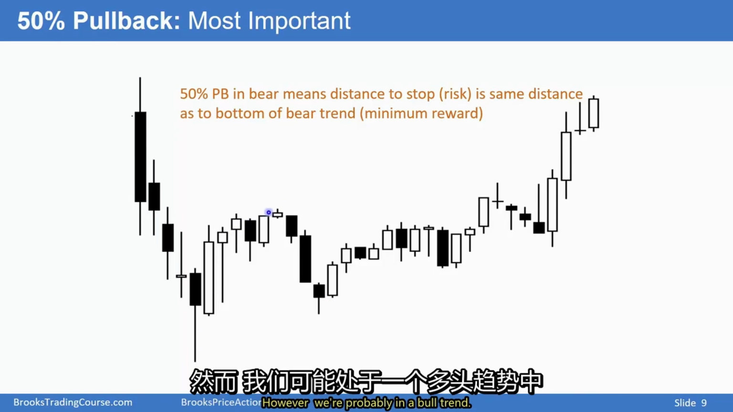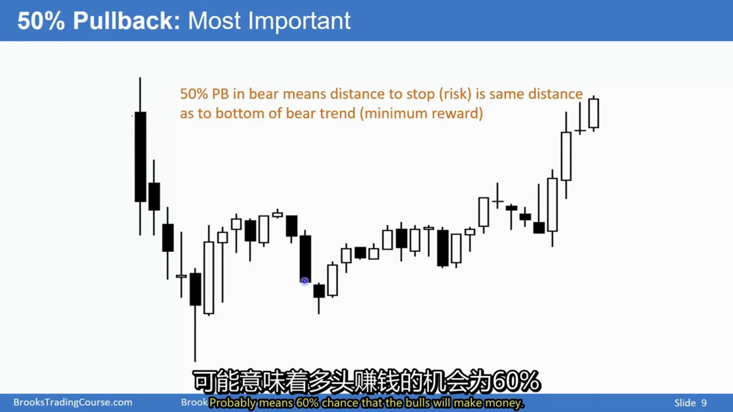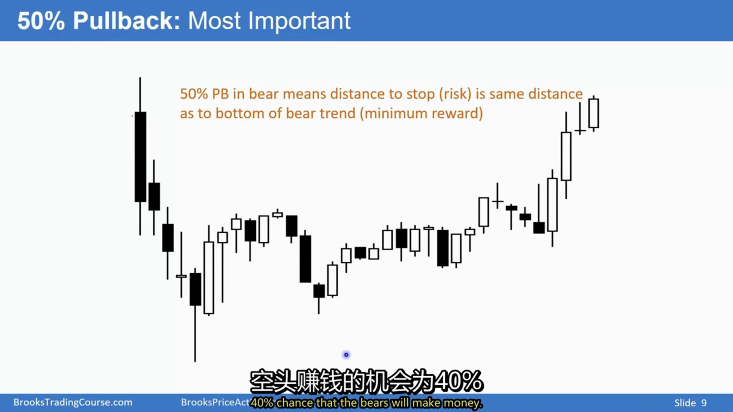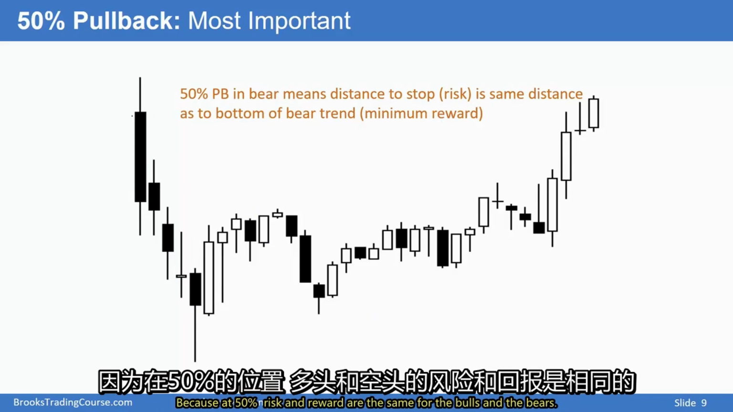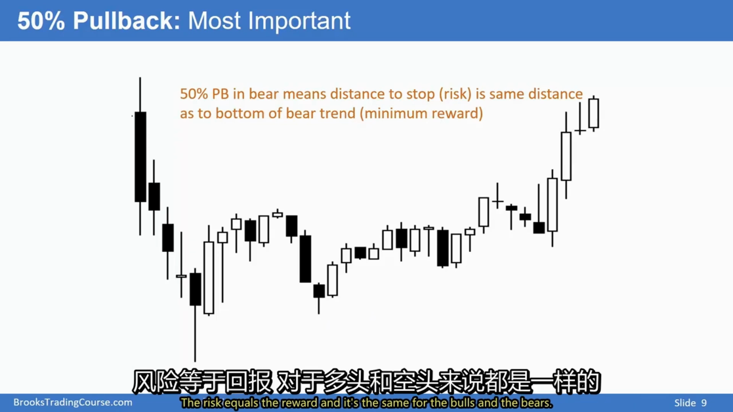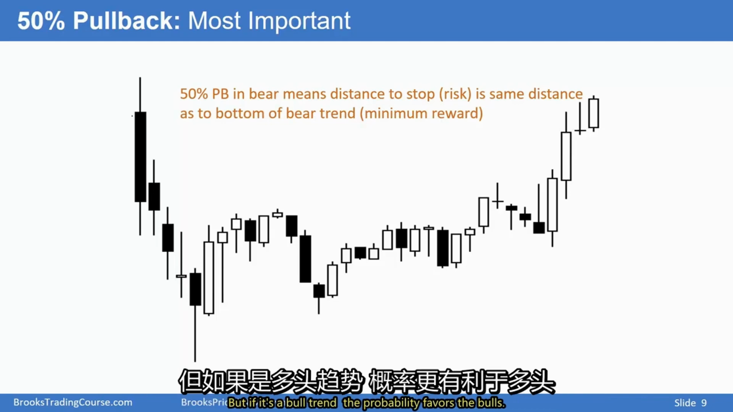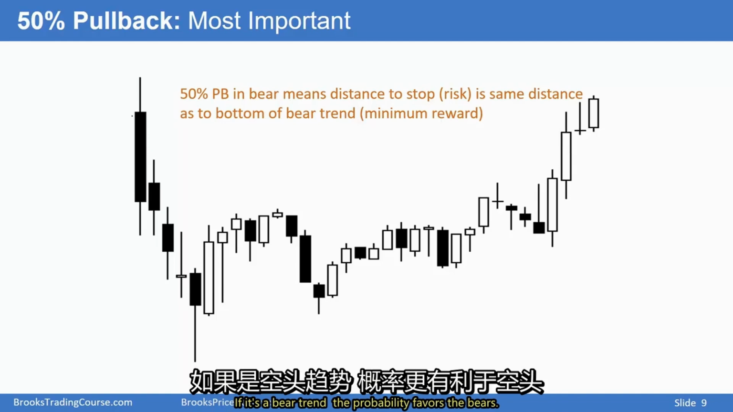However, we're probably in a bull trend. Probably means 60% chance that the bulls will make money, 40% chance that the bears will make money. So a 50% pullback is a very important thing in a bull trend or in a bear trend as well. Because at 50%, risk and reward are the same for the bulls and the bears. But if it's a bull trend, the probability favors the bulls. If it's a bear trend, the probability favors the bears.